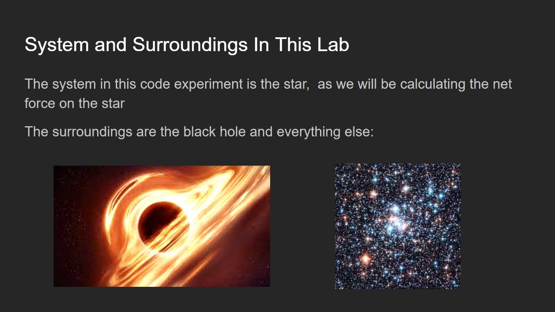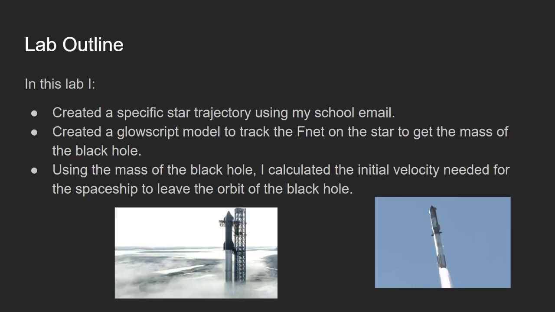Now, for the system and surroundings in this lab. This is a completely code experiment lab, and so the system in this code experiment is the star, as we'll be calculating the net force on the star. And this is for the first part of the lab, to get the mass of the black hole. Now, the surroundings are the black hole and everything else.